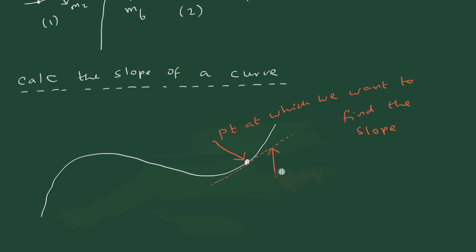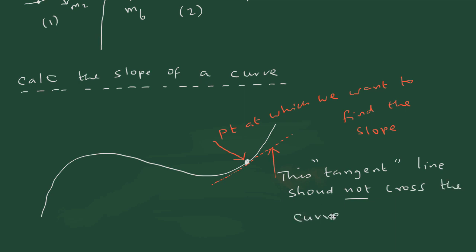let me write in white. This tangent line, this line is called a tangent. So you should remember that this is called a tangent. So this tangent line should not cross the curve. This is the first important point.